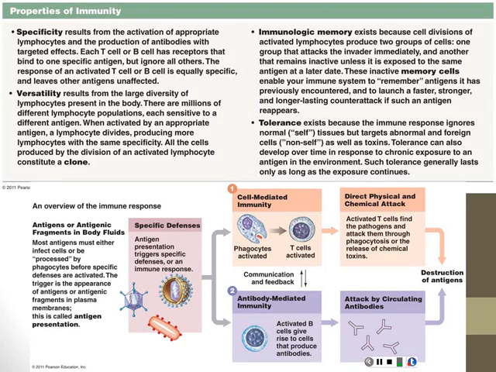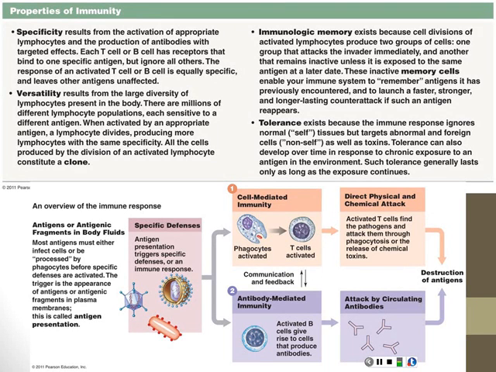So today, we're going to talk about the other branch, which is the specific or the acquired branch. So we're going to talk about cell-mediated immunity, that's T cells, and then we're going to talk about humoral immunity, which is the antibody system. But first, just some key words about immunity.